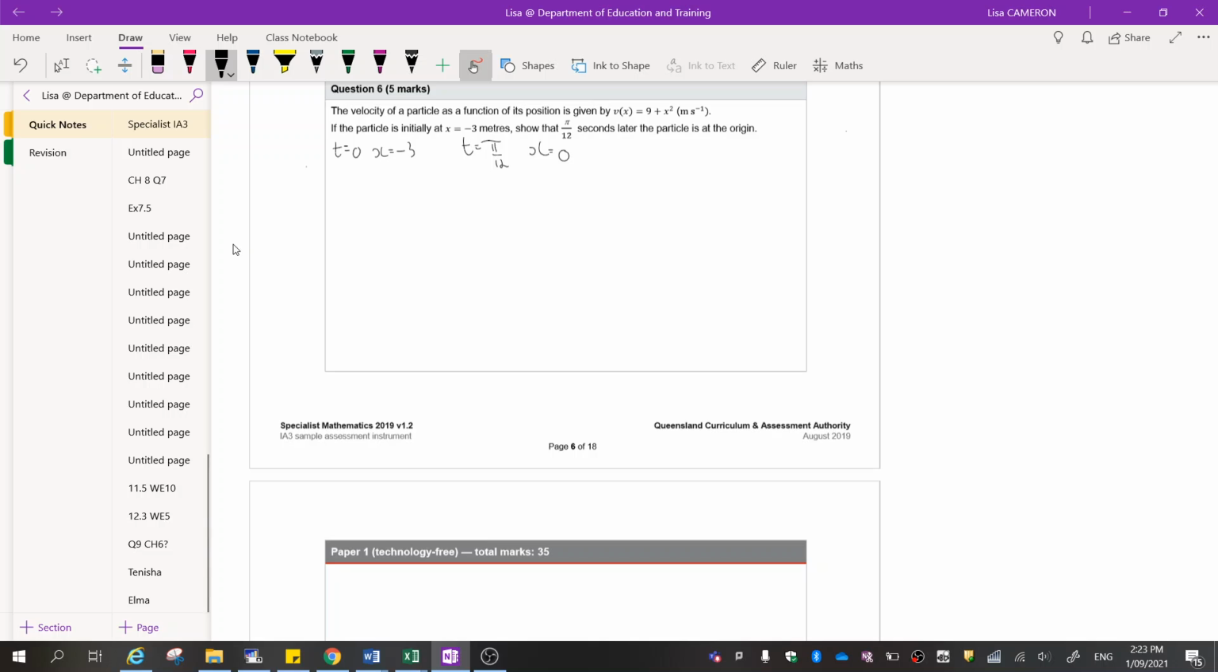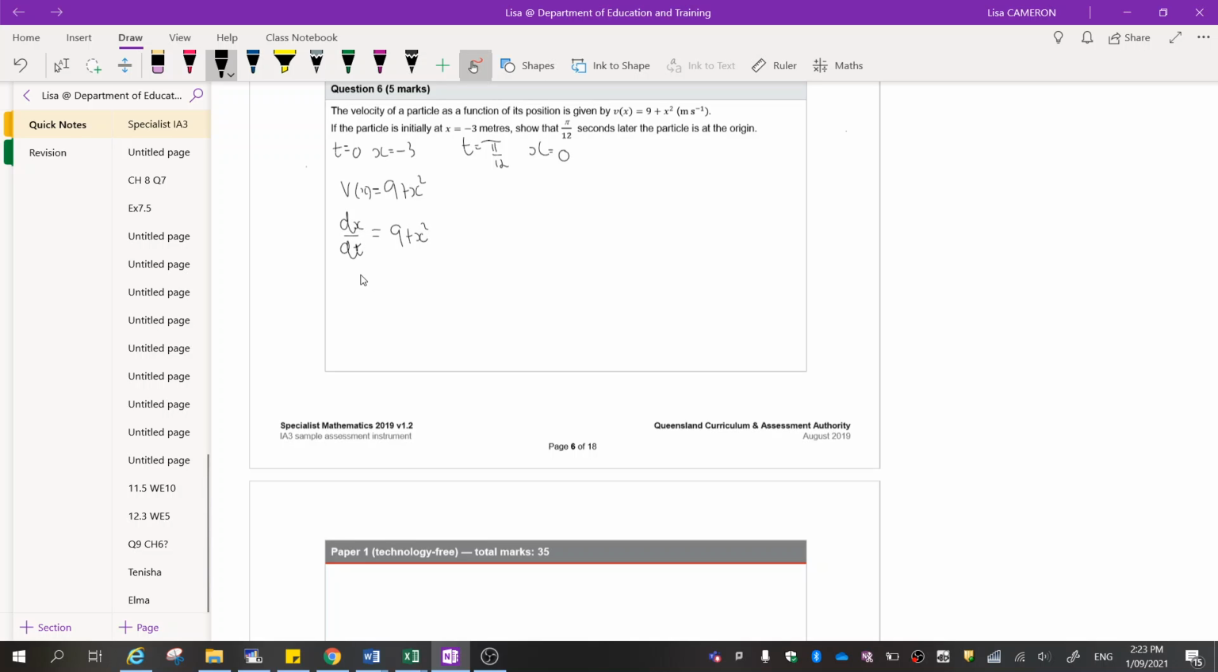So let's get started. First, we're going to write out our function: Vx is equal to 9 plus x squared. Now, we can rewrite the velocity function as dx over dt, because velocity is our speed, meters per second, which means it's a unit comparing meters with time, or distance with time.